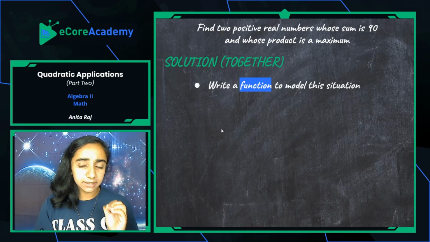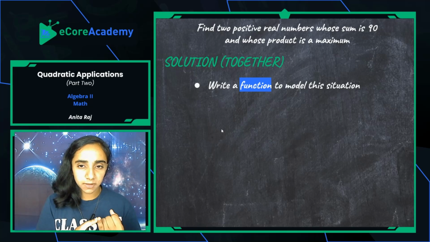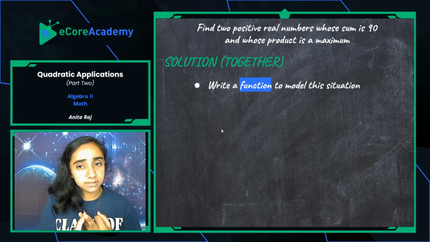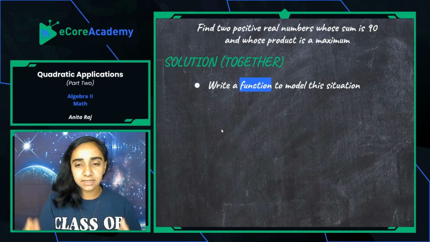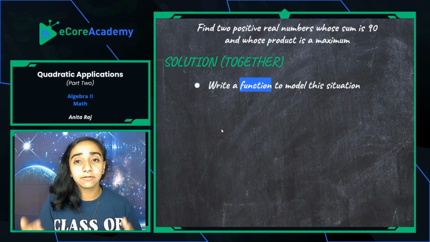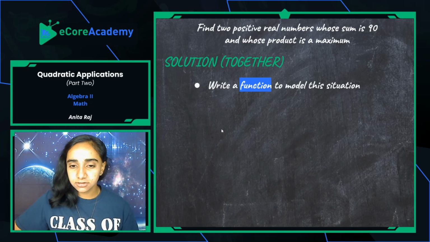So we need to name whatever we don't know. We don't know the first positive real number. We don't know the second positive real number. We do know the sum is 90, but we don't know what the product, which is a maximum, is. So first, let's name these. Whatever we don't know, let's make it a variable so it's easier for us to write down, shorthand, understand.